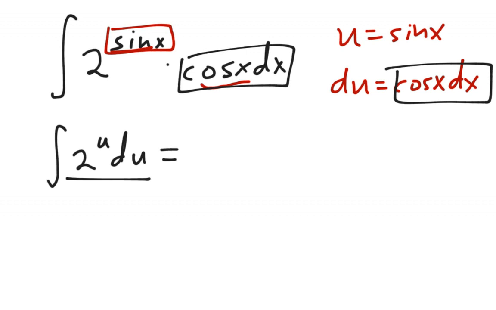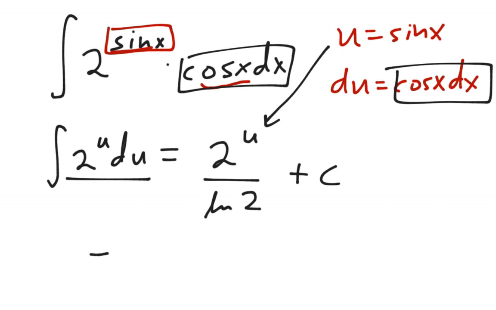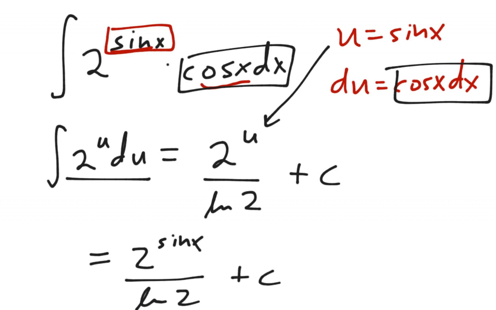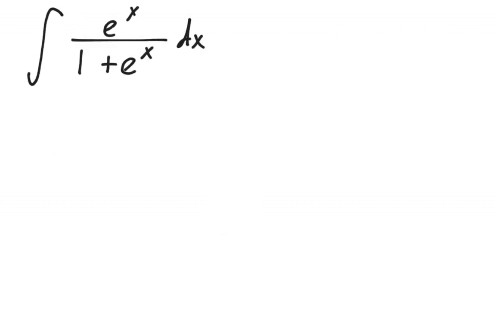This is a basic integral, so this becomes 2 to the u divided by ln of 2, plus c. And then to substitute back, all I do is plug in sine x for u. So I get 2 to the sine x divided by natural log of 2, plus c, at the end. And again, you can check by differentiating.